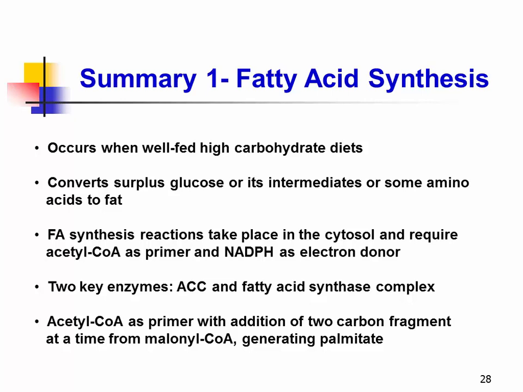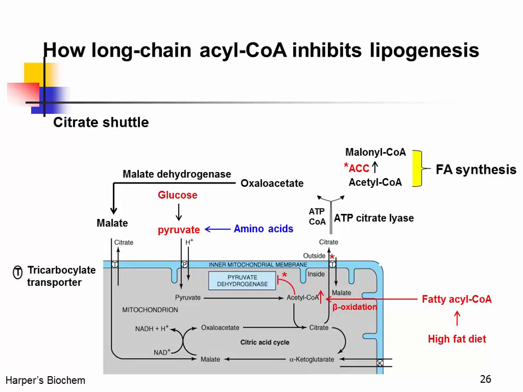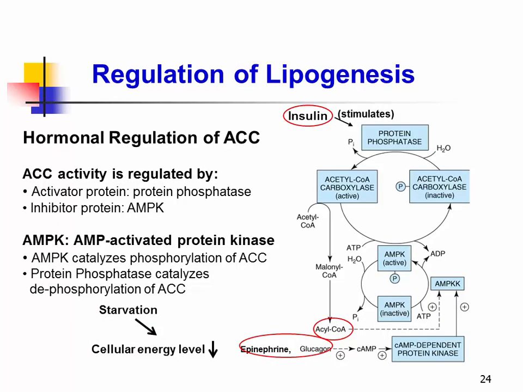Yeah, question? Can I ask a question about the regulation of glycogenesis? It says that the activated protein is a protein phosphatase, and the inhibitor protein is AMPK. So why is the activated protein a phosphatase? If it gets activated, wouldn't it be much harder? Yeah, if you look at this diagram, you're right.